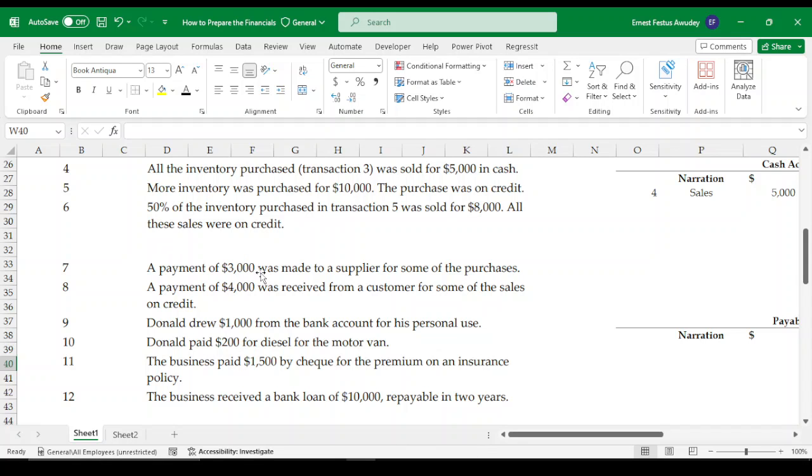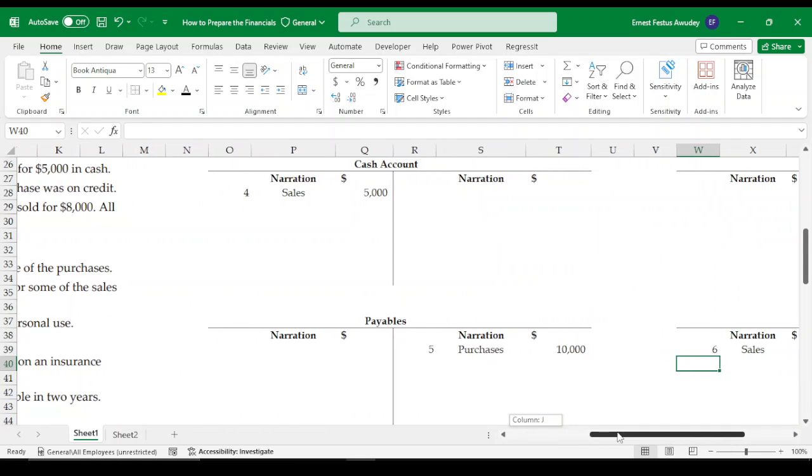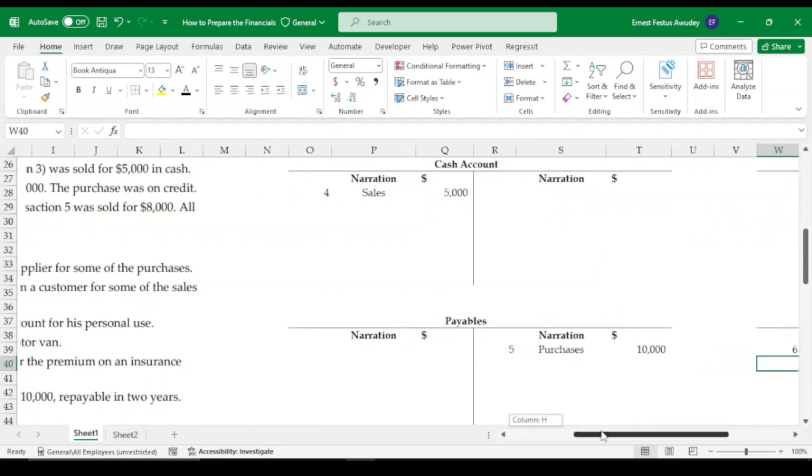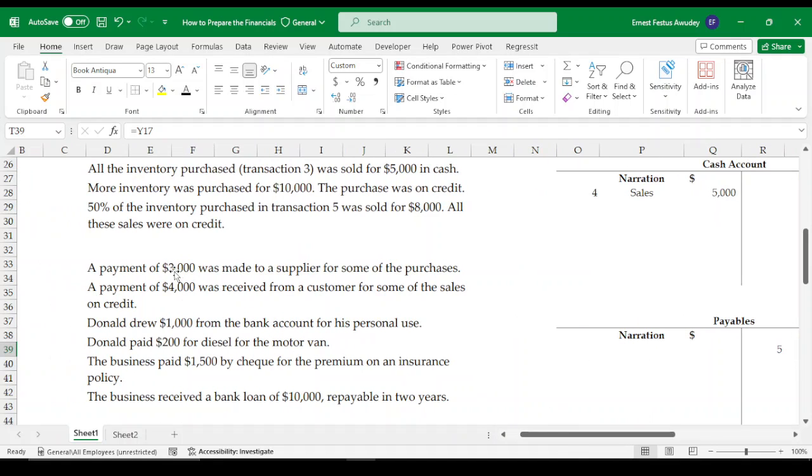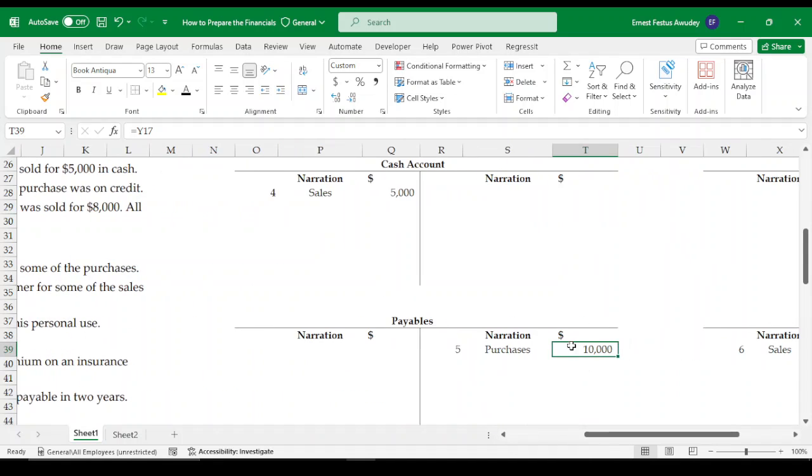So payment was made of 3,000 to the supplier, which means that where our suppliers are recorded, they are recorded within the payables. This particular amount here is what we are calling the payables, and they are the amounts payable to our suppliers. And if we have paid them 3,000, it means this 10,000 has reduced by 3,000 to 7,000. All right, that's the difference.